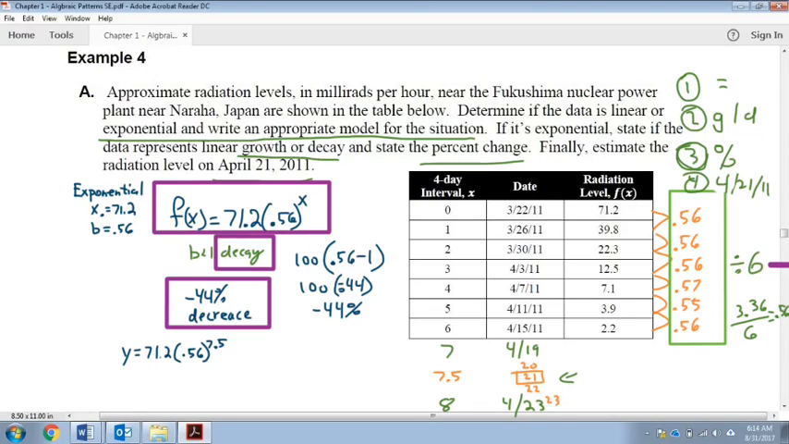And we're going to estimate it. So x of 7.5, which is a legitimate x value, is about 0.9 millirads. And there you go. Try the others on your own.